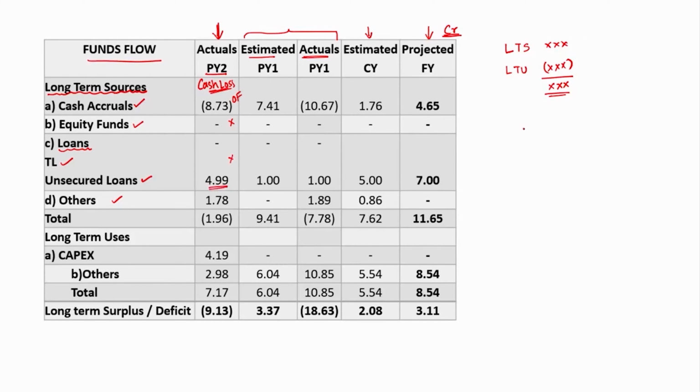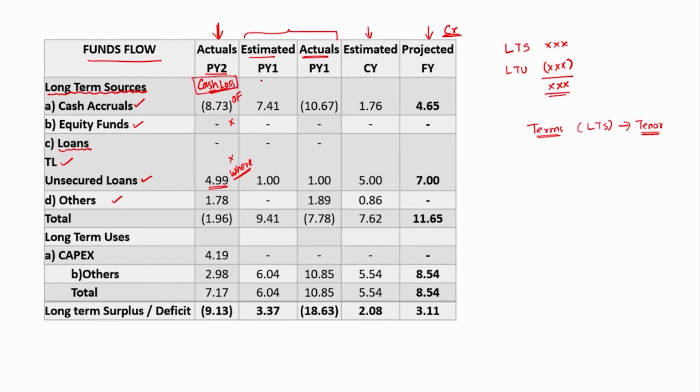So as a banker, you should know from where they got it, from whom they have borrowed. Unsecured loan: what are the terms of the unsecured loan? Of course it is classified under long-term source, but what is the tenor? And at this juncture, any long-term funds coming into the business is good, because they have suffered a huge cash loss.